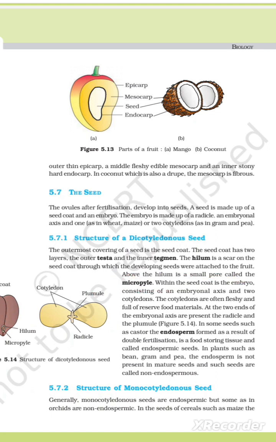Within the seed coat is the embryo, consisting of an embryonal axis and two cotyledons. The cotyledons are often fleshy and full of reserve food material. At the two ends of the embryonal axis are present the radicle and the plumule. Figure 5.14. In some seeds such as castor, the endosperm formed as a result of double fertilization is a food storing tissue, and they are called endospermic seeds. In plants such as bean, gram and pea, the endosperm is not present in the mature seed, and such seeds are called non-endospermous.